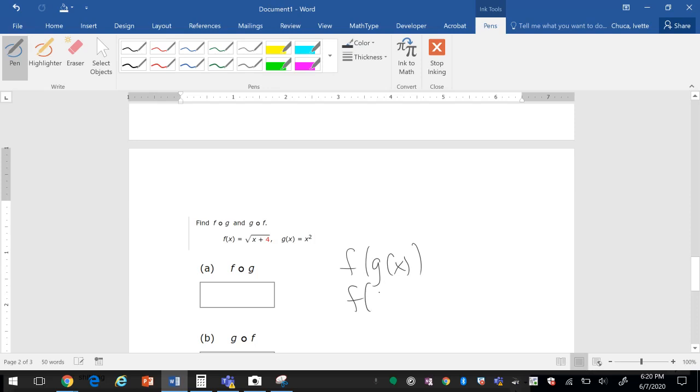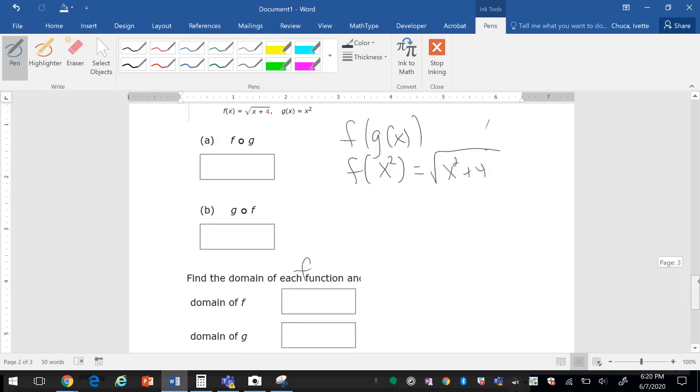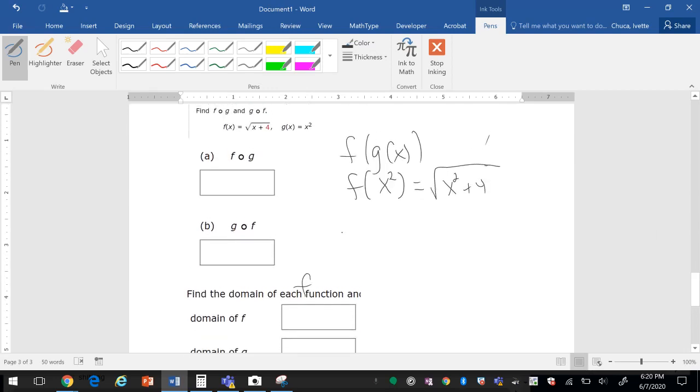So g of x is x squared. And then I would plug in x squared in for my function f. So I'm going to have square root of x squared plus 4. And then the composition for g of f of x will be g of the square root of x plus 4. And then we plug this in for the function g. So we get square root of x plus 4 squared, which comes out to x plus 4.